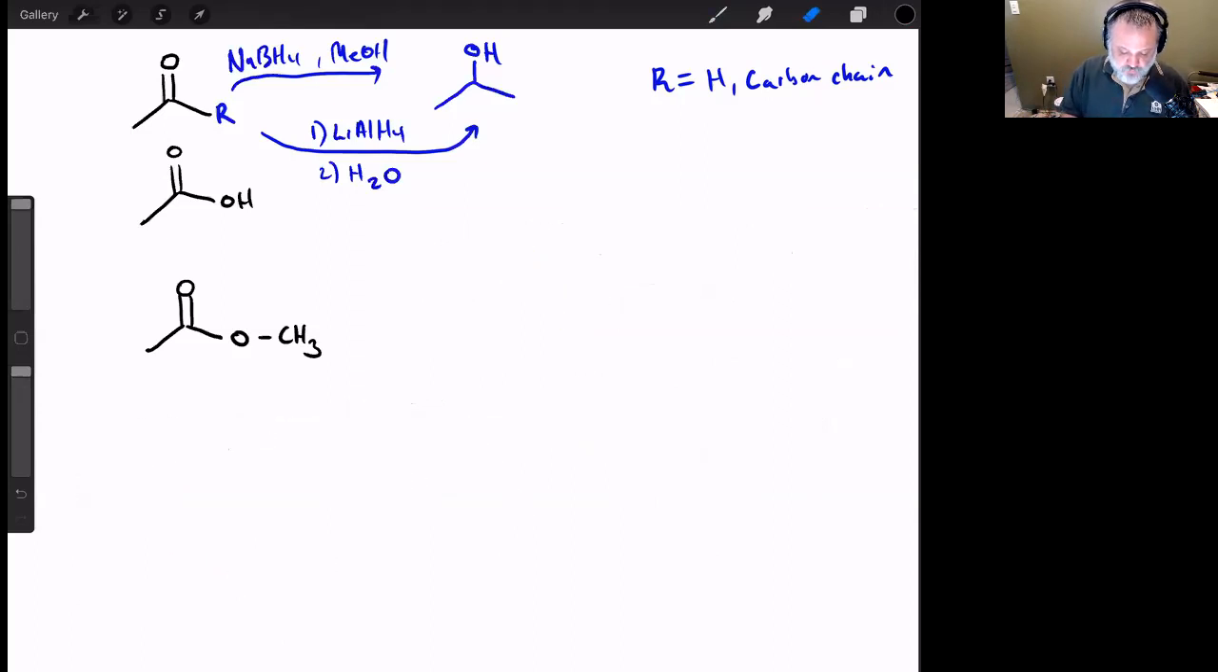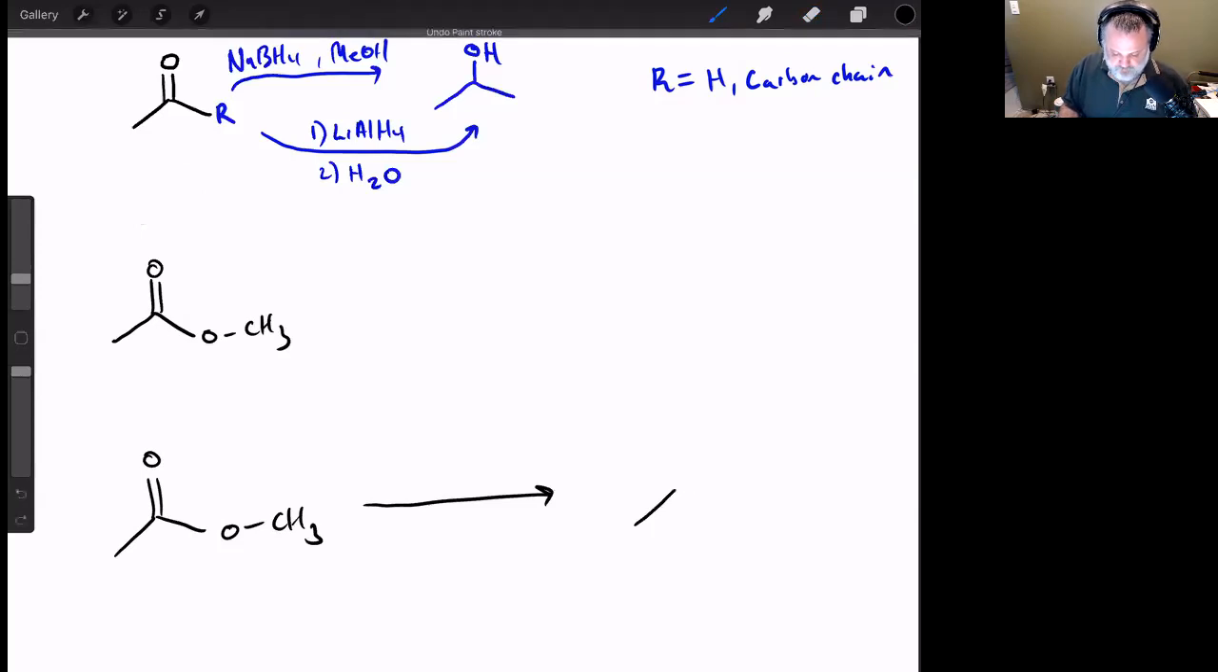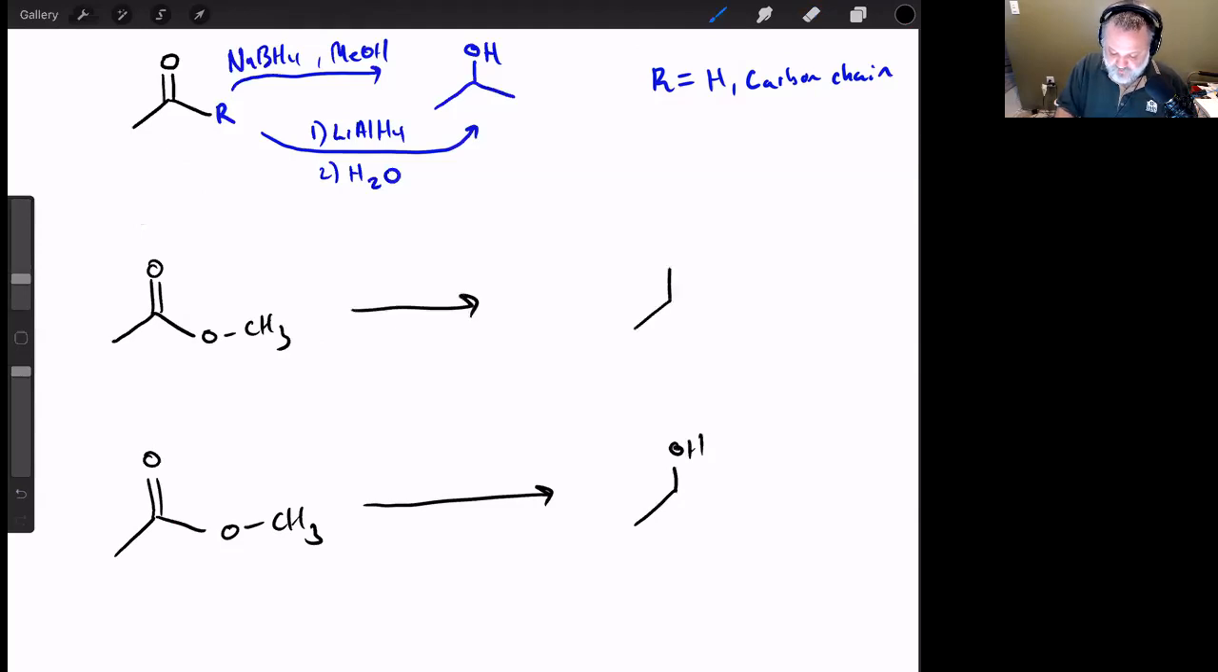Now, the mechanism would work exactly the same way with carboxylic acids and esters. I'm ultimately going to get the same product out of both of these reactions. This is not a carboxylic acid. Let's make it one.